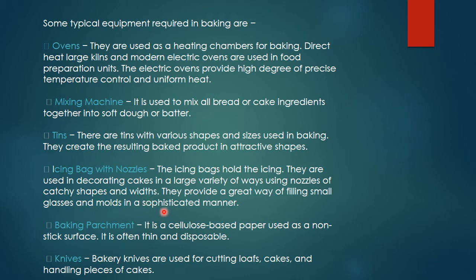Baking parchment is a cellulose-based paper used as a non-sticky surface. It is often thin and disposable. Knives: bakery knives are used for cutting loaves and cakes, and handling pieces of cake.